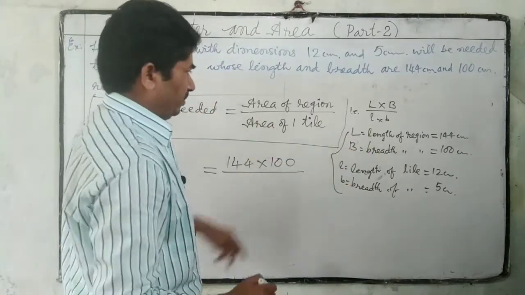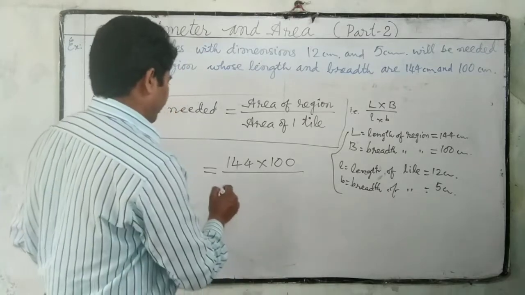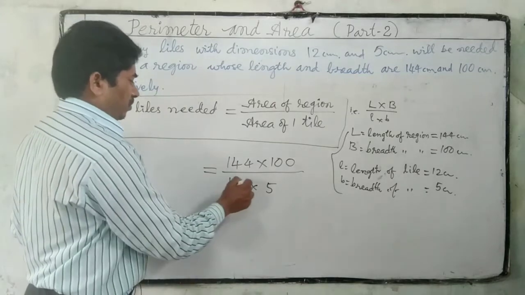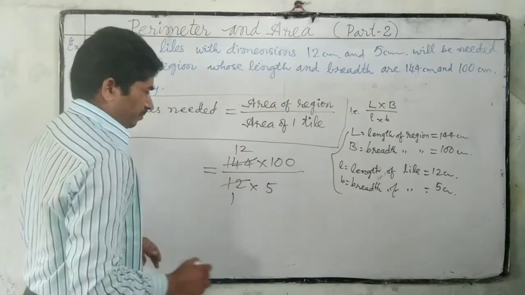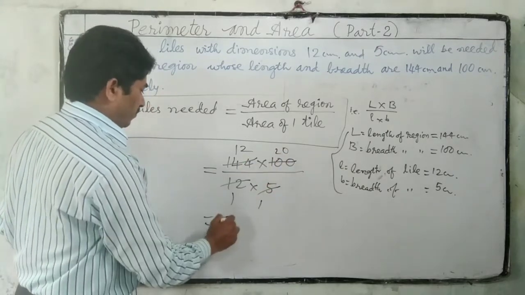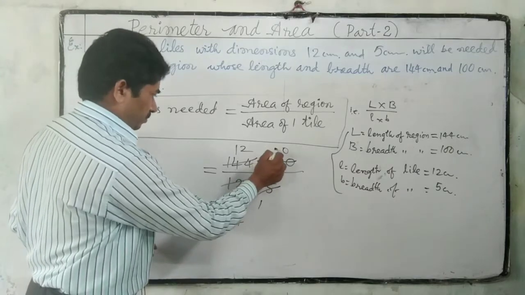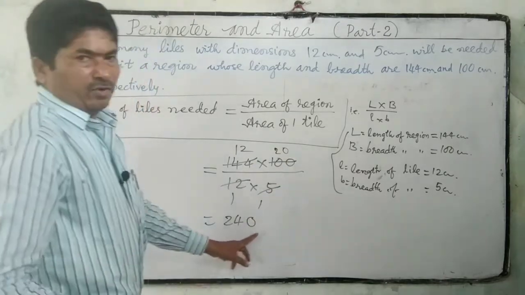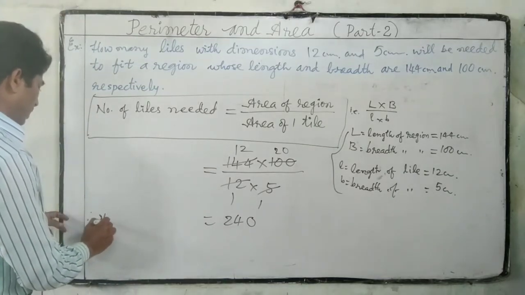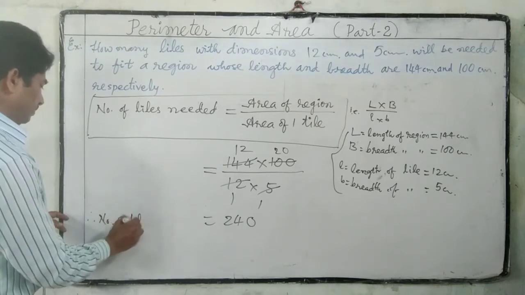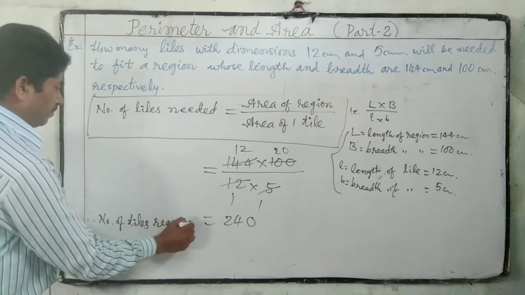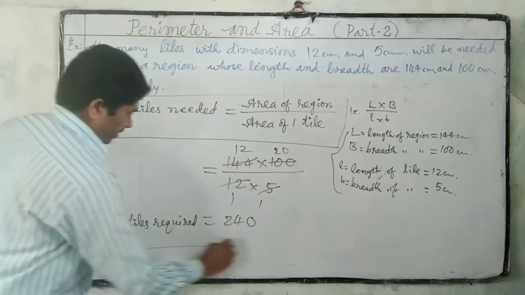If we substitute in this formula, we can get the answer directly. 12 into 5. 12 ones are 12, 12 twos are 24, 5 ones are 5, 5 twos are 0. Keep 1, 0. 240 tiles required. Therefore, the number of tiles required is equal to 240.